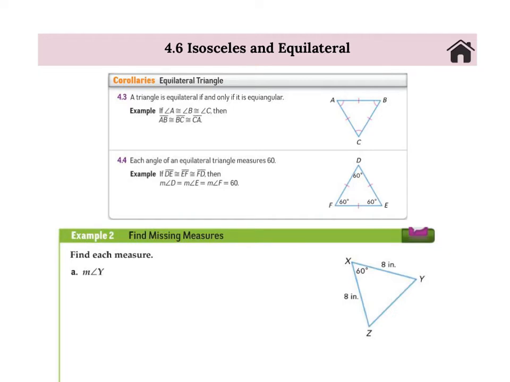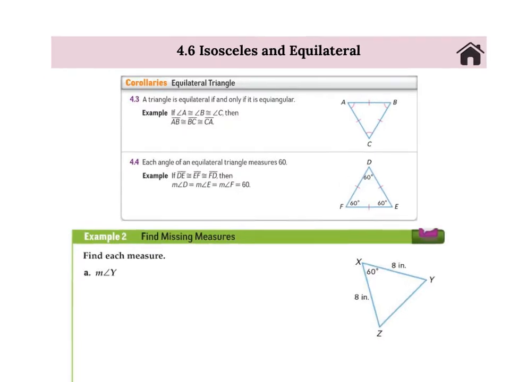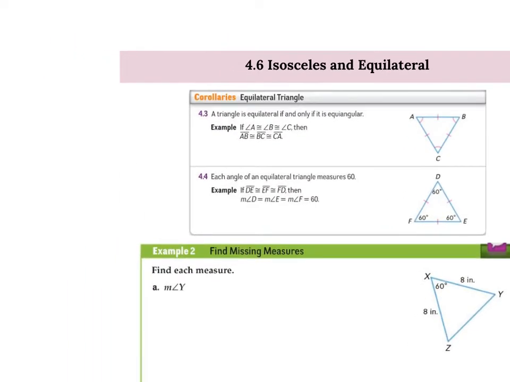Hey guys, so today we're going to continue with chapter 4.6 and talk about equilateral triangles. You'll remember yesterday we talked about isosceles triangles. Remember, an isosceles triangle is a triangle that has two congruent sides. And since those two sides are congruent, we know our two angles are congruent, okay? So that was just a quick reminder: isosceles, two congruent sides, and two matching congruent angles.